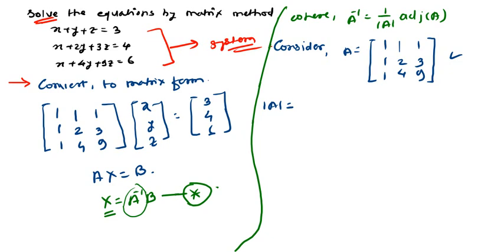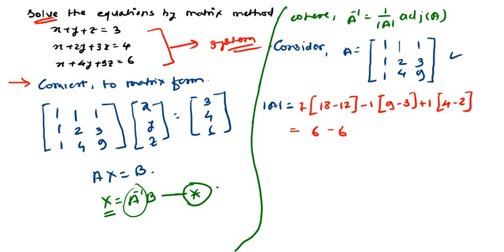The determinant will be 1 into 18 minus 12, minus 1 into 9 minus 3, plus 1 into 4 minus 2. So this will be 6, this will be minus 6, and 4 minus 2 is 2, so this will be plus 2. Finally we get the determinant of A equal to 2, and it is not equal to 0. As it is not equal to 0, this implies the inverse of the matrix exists.